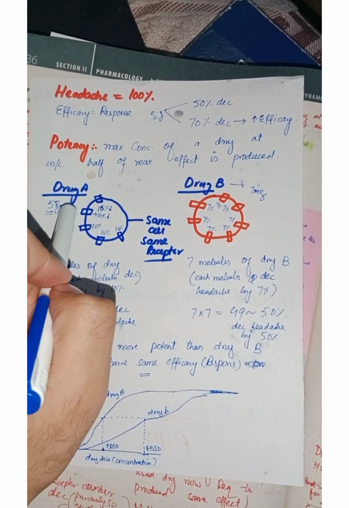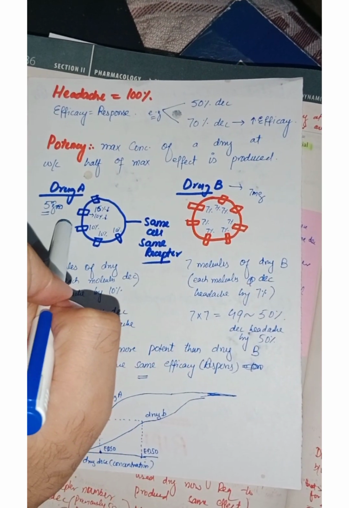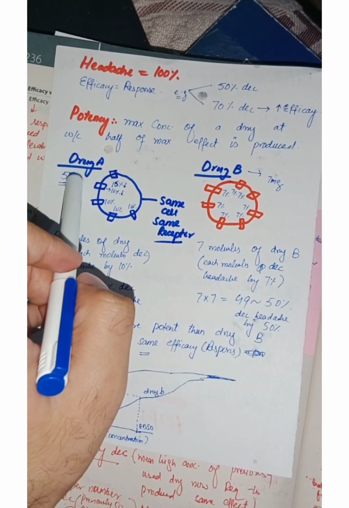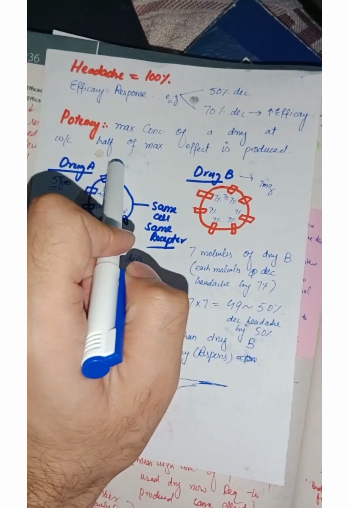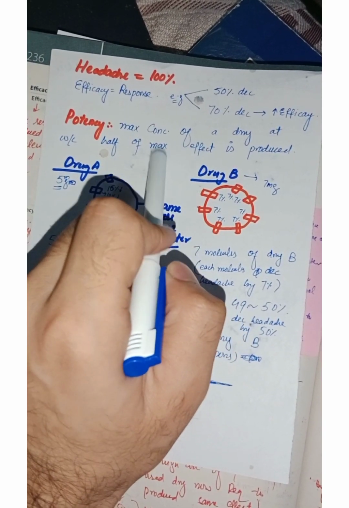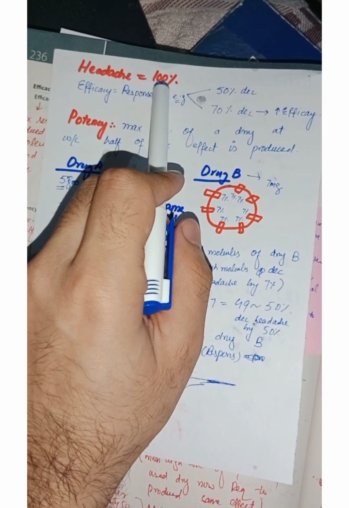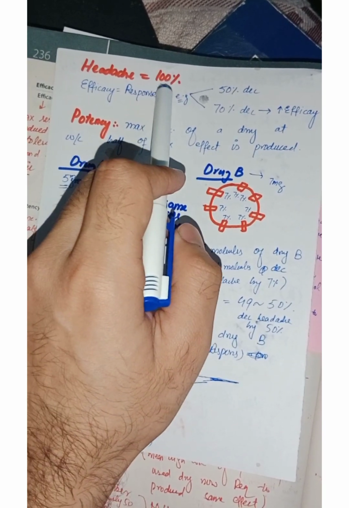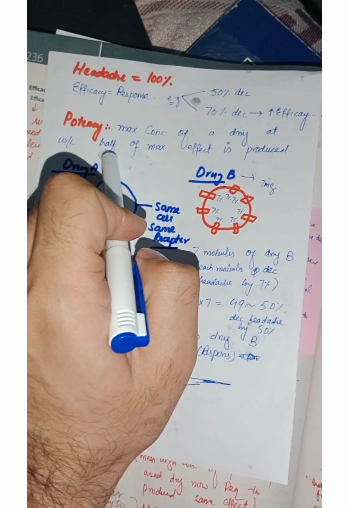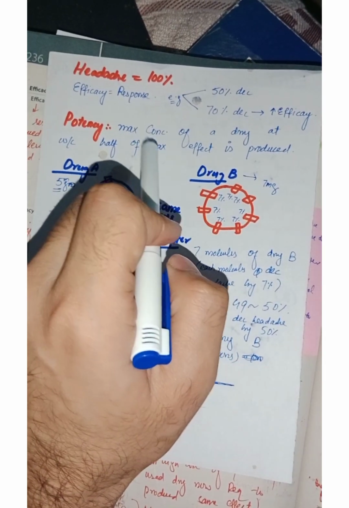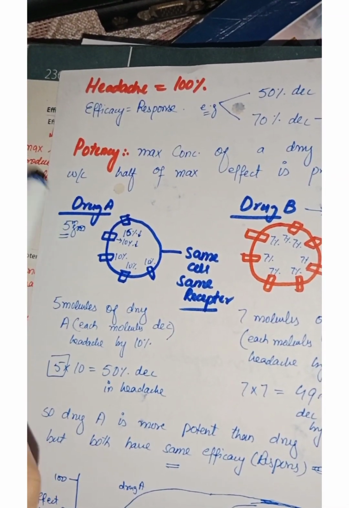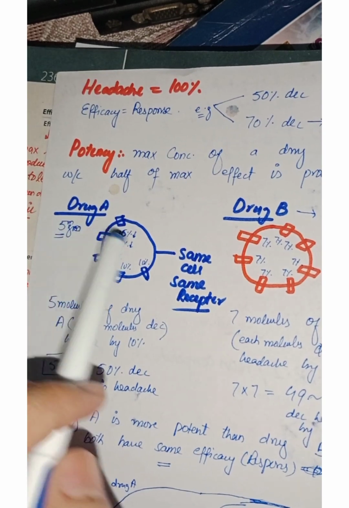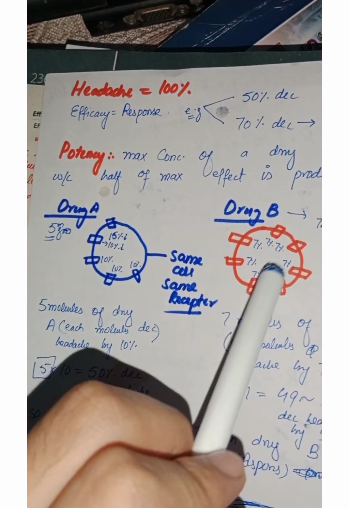There are two drugs, drug A and drug B, and let's suppose when you take 5 milligram of drug A, your headache decreases by 50%. So what is half of the maximum effect? The maximum desirable effect is 100%. This is what we want to achieve. We want to relieve our headache by 100%. But what is half of the maximum? The half of this maximum effect is 50%. Understand?